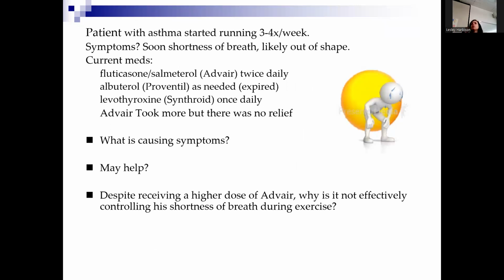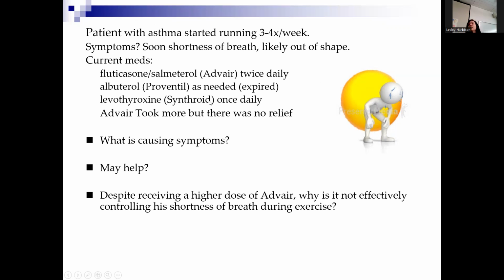Patient with asthma started running 3 to 4 times a week. They are having shortness of breath, likely out of shape. I don't know, this is an old case study. I'm going to rewrite it because the sentences are too short, and I'm like, what are we trying to say here? But they started running and they feel like they're out of shape because they have this shortness of breath. But obviously they're asthma patients, so it could have something more to do with that too. Their current medication is Advair and Proventil or albuterol as needed, expired. So that might be a problem.